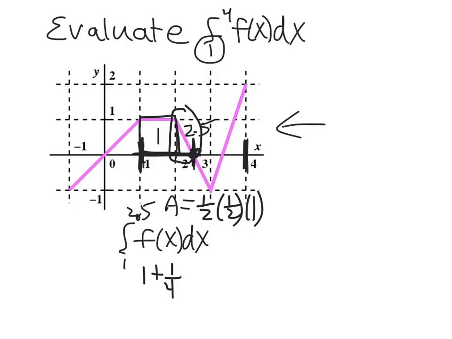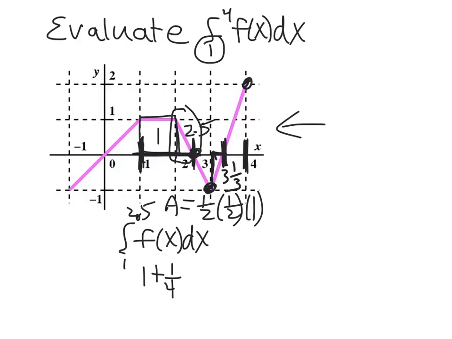Now, the next part here, let's see. Oh, I didn't pick a really nice graph. What's our x value at this point? The slope of this line is actually 3. We go up 3 and over 1. So if we only go up 1, we go over 1/3. So this x value will be 3 1/3.